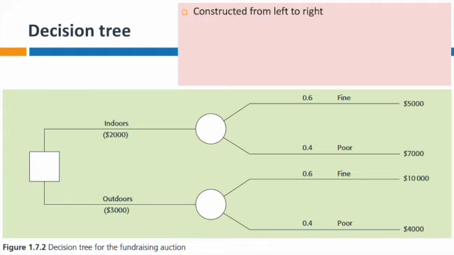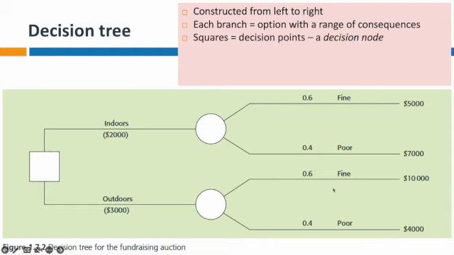First of all, it's constructed always from left to right. So you start here and you go that way. Each branch equals an option with a range of consequences. So here is one option, and then we have consequences. The squares represent decision points. This is the moment where the business is making some kind of decision. This is my decision node. I'm making a decision of whether I want to have my auction indoors or outdoors.